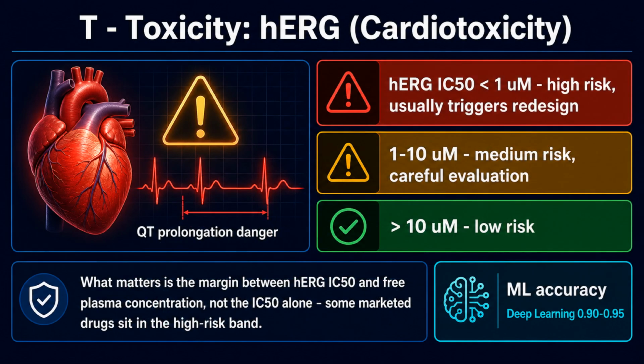For toxicity prediction, hERG inhibition is crucial for cardiotoxicity. hERG is the cardiac potassium channel. Inhibition causes QT prolongation and potentially fatal arrhythmia. Very low IC50 values are high risk, requiring development termination. Moderate values are medium risk, needing careful evaluation. Higher values are low risk and safe. This achieves the highest prediction accuracy in ADMET, with deep learning reaching excellent performance.